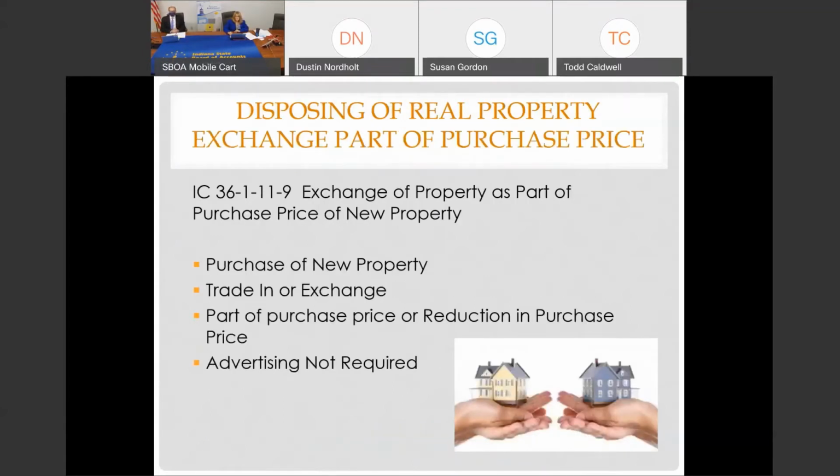There's also an exchange of property as part of the purchase price of new property. Whenever disposing agent purchases new property with the condition that property of a similar nature be traded in or exchanged as a part of that purchase, then that may be done without advertising.